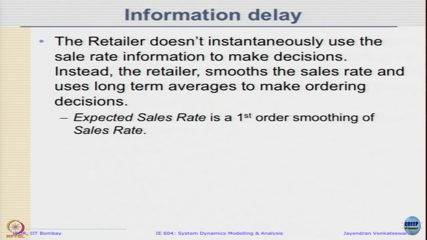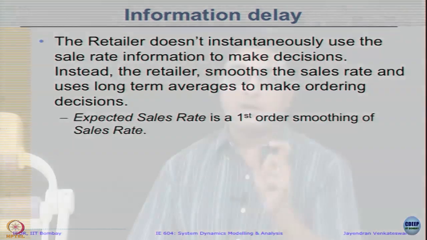Here, you should notice the modeling aspect: what is going to happen if we use it as a variable versus if we smooth it. That is what we are going to find out. To do first order exponential smoothing, let us do it explicitly. So, let us model the expected sales rate as a stock and do a first order exponential smoothing based on that.